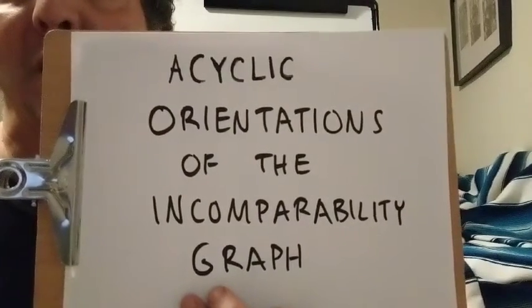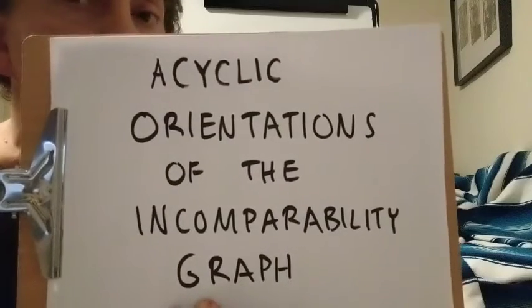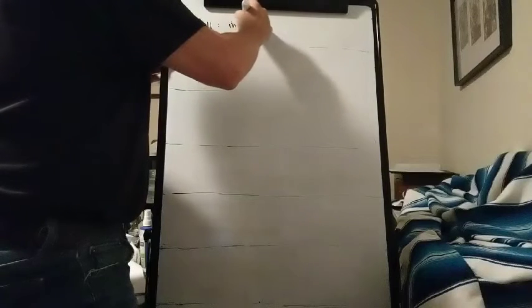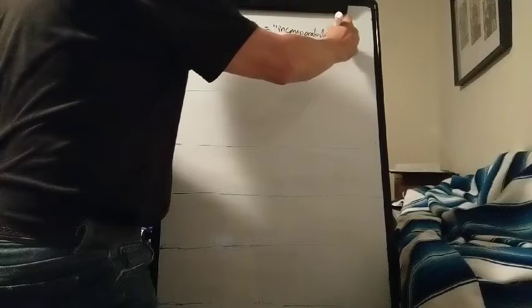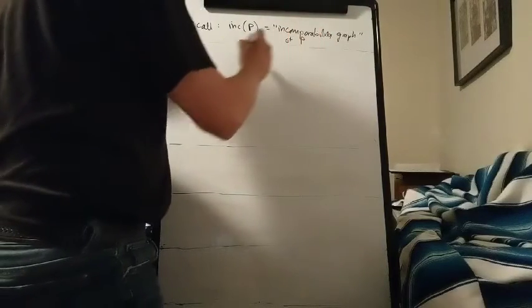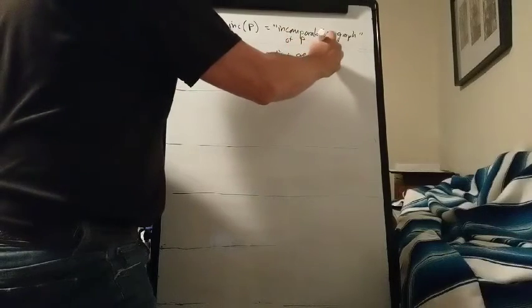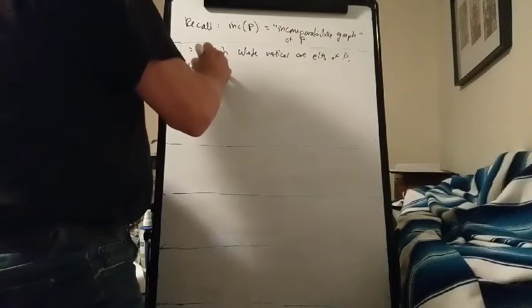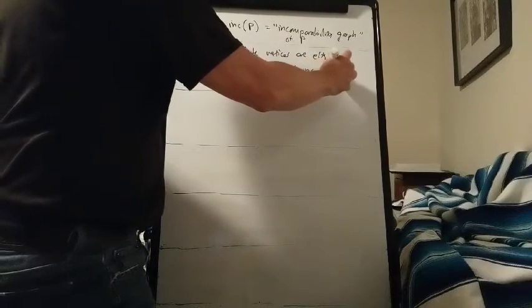Some progress has been made using the trivial character monomial trace relationship to understand the monomial traces better. Let's look at that progress from the point of view of acyclic orientations of graphs. So recall that the incomparability graph of P is the graph whose vertices are the elements of P and whose edges are pairs of incomparable elements.